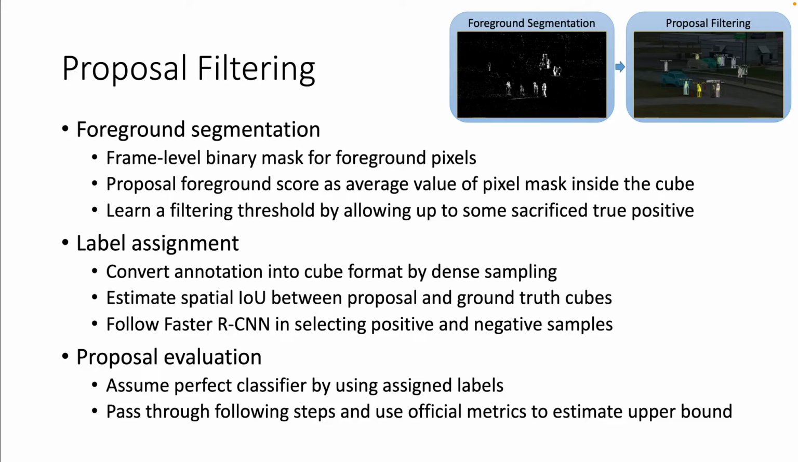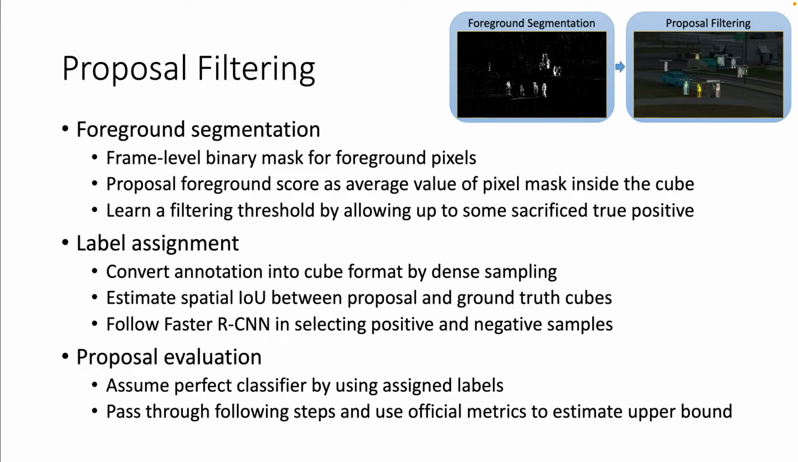After we generate proposals with detection results, we have only used appearance features, so we further use the foreground segmentation to leverage the motion information. It is a frame-level binary mask for foreground pixels, where we can calculate the proposal foreground score as the average value of pixel masks inside the cube. And then we can learn a filtering threshold by allowing up to some sacrificed true positives.